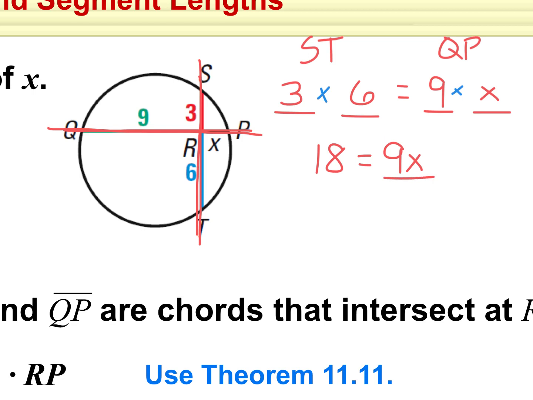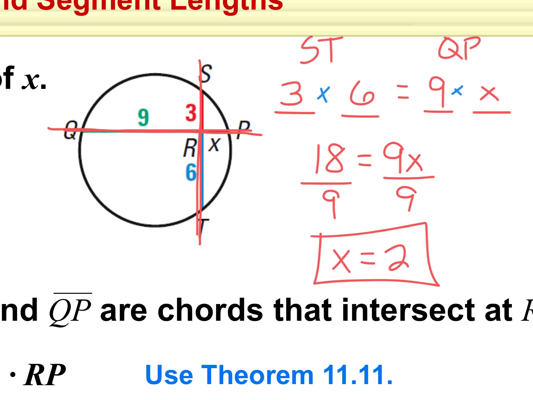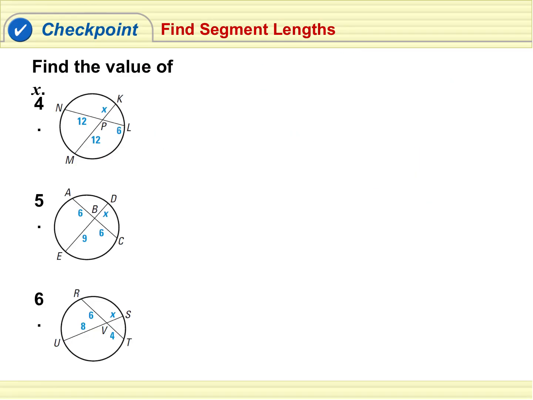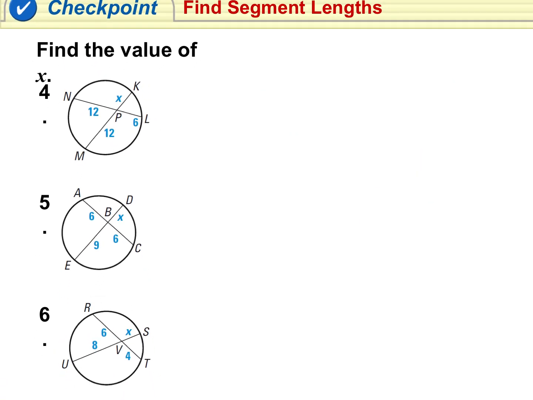And then what's the one step I need to do to solve? Divide by 9. That's 2. So X equals 2. Check, does it make sense for that length to be 2? Yes. Okay. I'm going to do another one with you. Number 4. What's one of my chords? NL right here. What is it made up of? 12 and 6.